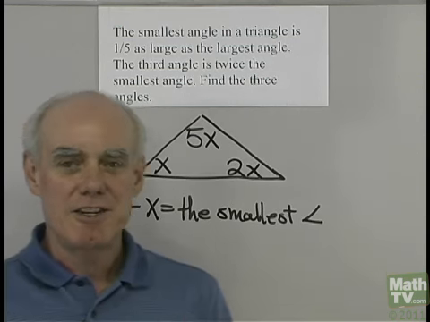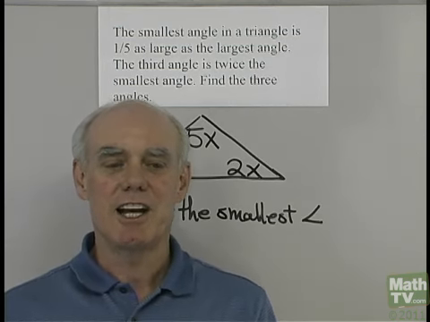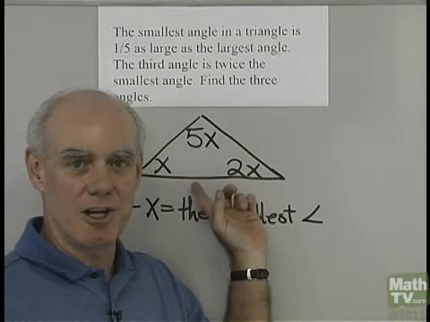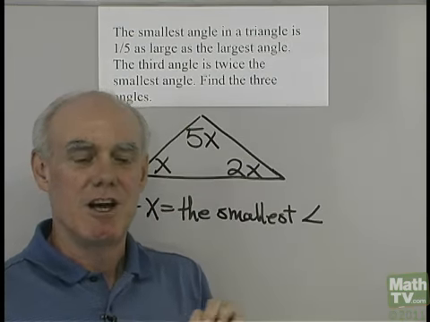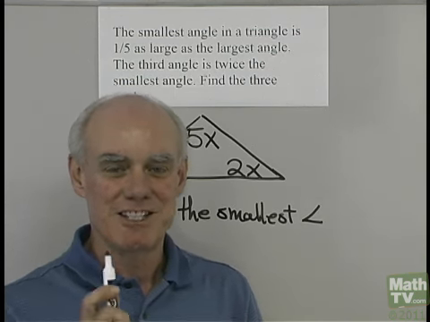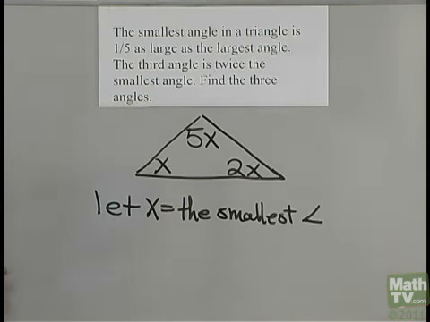There are a lot of different ways I could do this problem. I could let x be equal to the largest angle. If I did that, this would be x, and then the smallest angle would be 1/5 x. But doing it the way I'm doing it here, I avoid using fractions. Maybe you want to do that too. Let's see if we can write an equation. The third angle is twice the smallest angle, so I filled in the 2x.